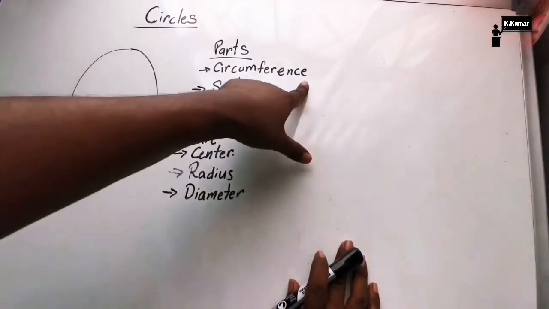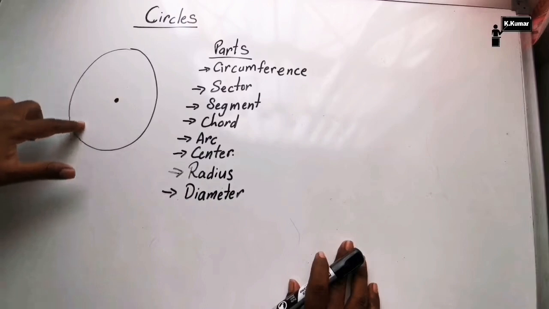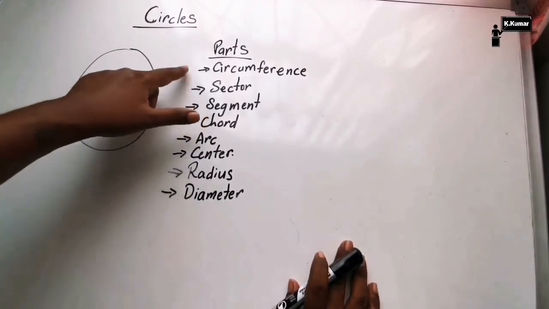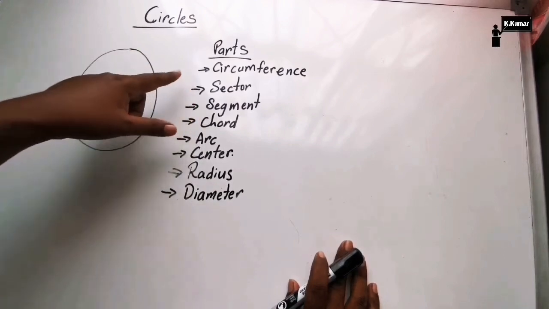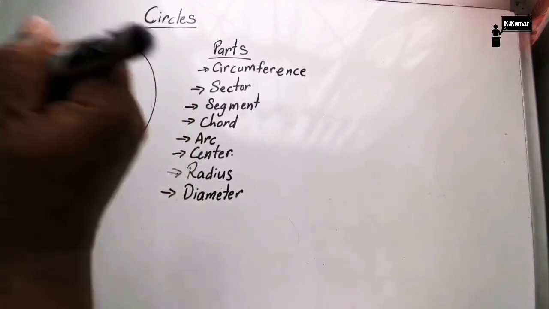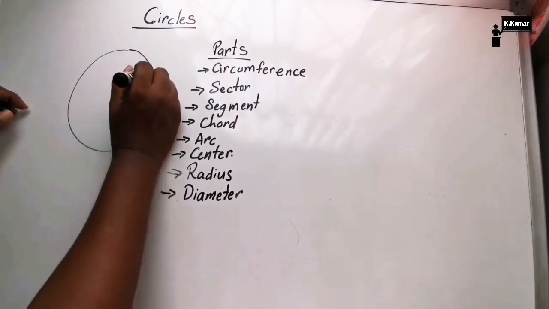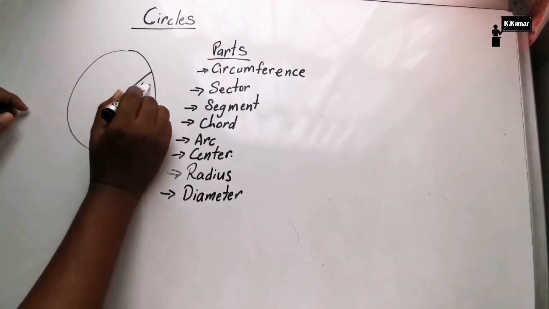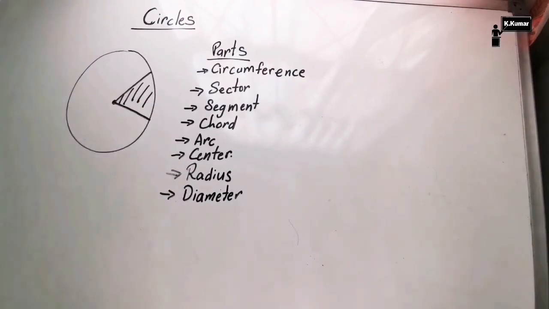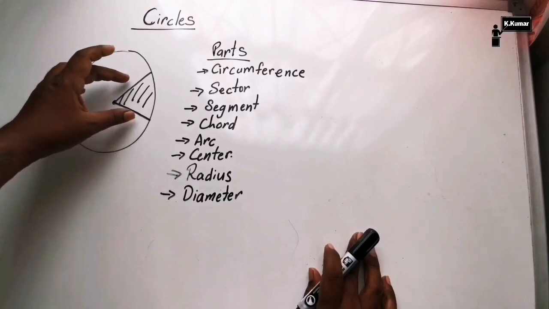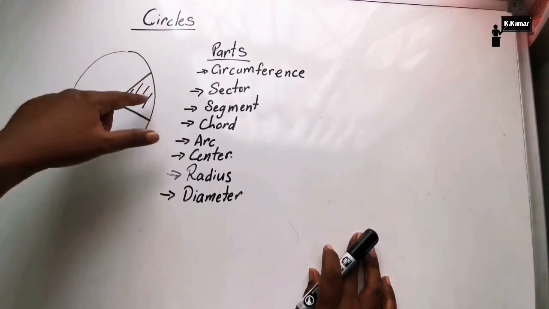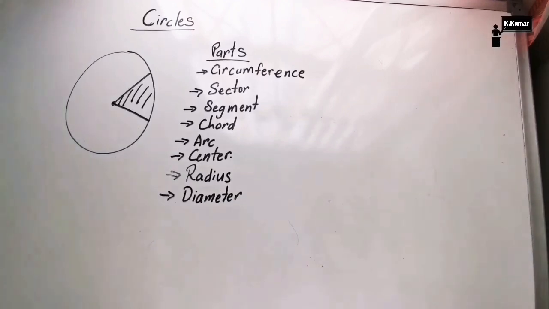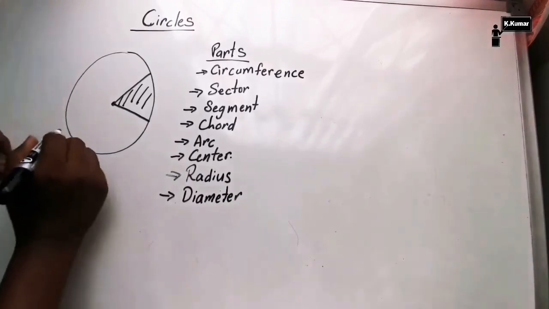So the first one, the circumference. The circumference is the distance around this circle. So this entire line that's going around the circle is called the circumference. A sector. Now, this is a sector. It's like a pizza shape. This part here is called the minor sector, and then the rest of the circle is called the major sector.